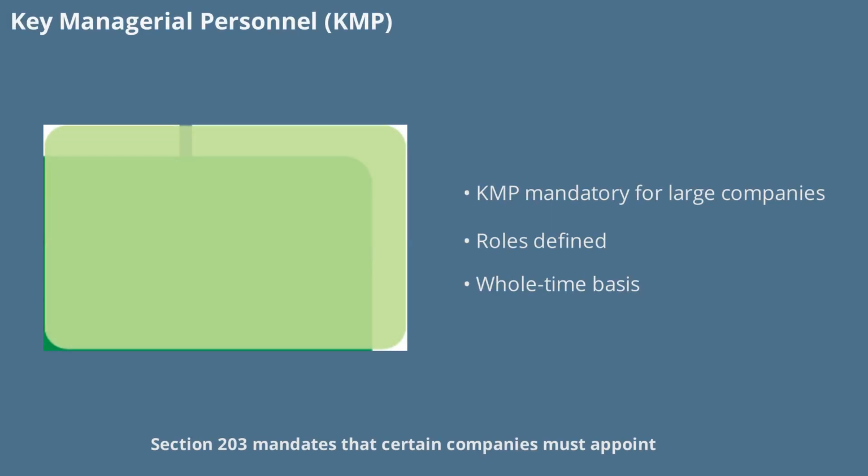Section 203 mandates that certain companies must appoint key managerial personnel, KMP, on a whole-time basis. This includes every listed company and every public company with a paid-up share capital of 10 crore rupees or more. Private companies with similar capital must appoint a whole-time company secretary. KMP roles include MD/CEO/manager, company secretary, CFO, and in their absence, a whole-time director.